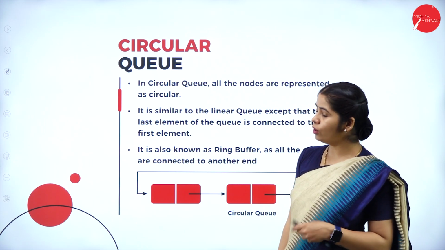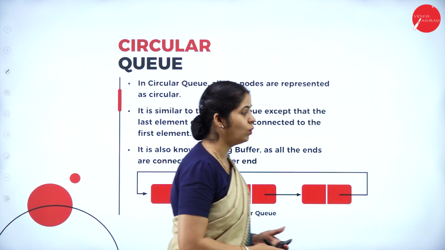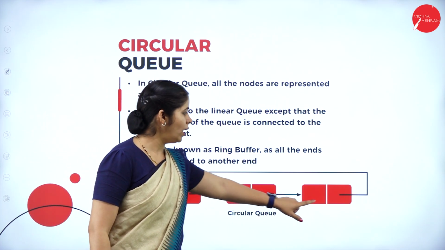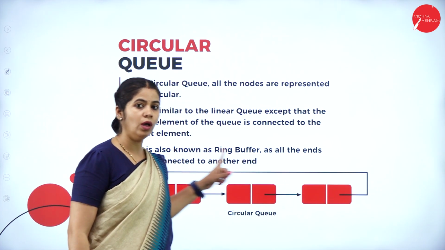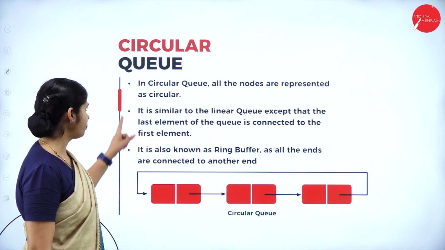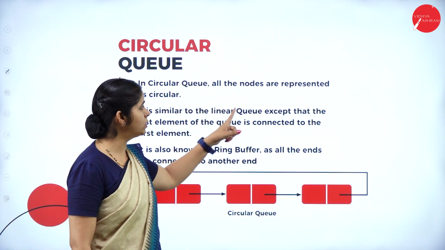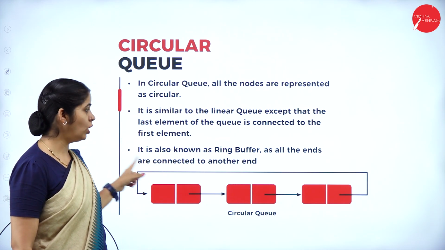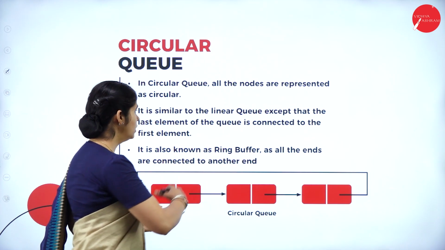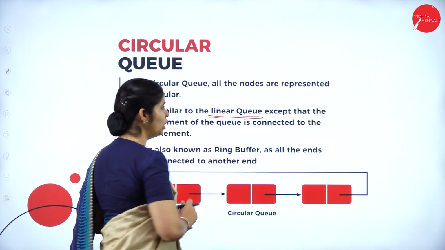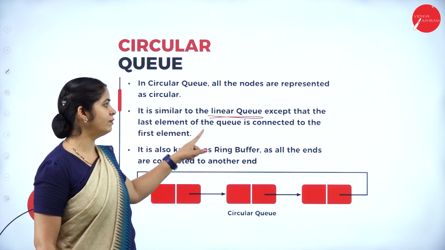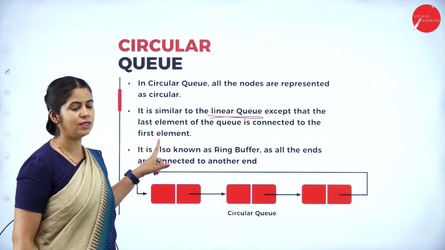Next comes the circular queue. What do you mean by circular queue? Here the only change in the queue is that we are linking the last node, the last element, with the first element of the queue. In a circular queue, all nodes are represented in a circular manner. It is similar to the simple queue or the linear queue, except that the last element of the queue is connected to the first element of the queue.